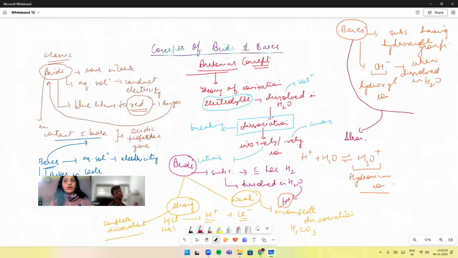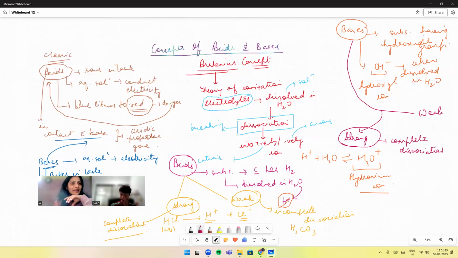Again, the bases, depending upon the extent of dissociation, are further divided into two categories. One is strong, and the other one is weak. Now strong, the same concept: is it going to show complete or incomplete dissociation? Complete, yes. So it is going to show us complete dissociation into ions.